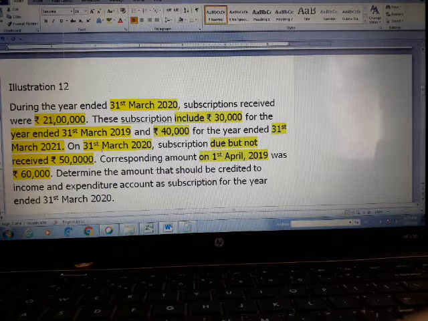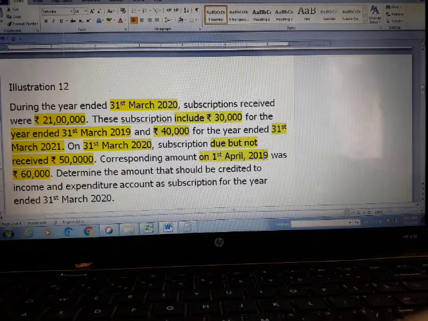Only if it has been mentioned in such a way that during the year ended 31st of March 2020, subscription due but not received 50,000, you can take the entire amount as the current year outstanding. But here it is mentioned in such a way, on 31st of March 2020, subscription due but not received is 50,000. And following that it is said corresponding amount on 1st April 19, which means we are asked to prepare it for April 1st 2019 till 31st of March 2020.